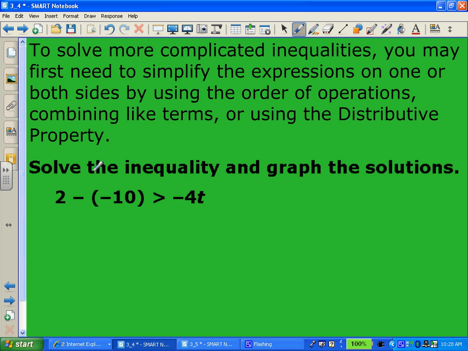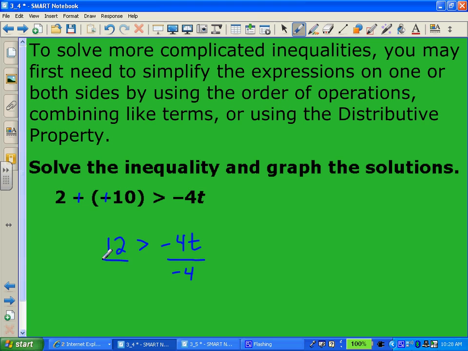Okay, I know I preached that a lot back in chapter 2, where we look at each side individually, simplify as much as possible, then solve. So in this first example, I have 2 minus negative 10, which if you'll remember, that's the same as 2 plus 10. So that's just going to become 12. And then I can't do anything over here on the right side. So then this is just a one-step equation.